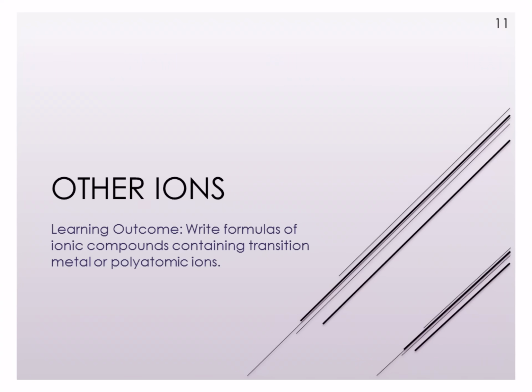Now we want to look at some other ions. We looked at monatomic ions, so those ions form from single atoms. Now we want to look at transition metals or polyatomic ions and see what types of ions are formed in those situations.